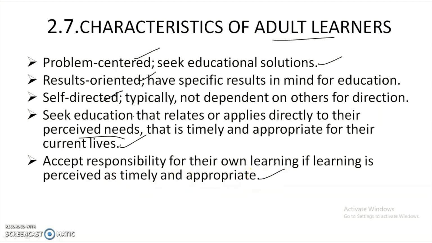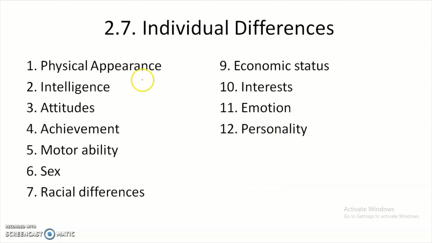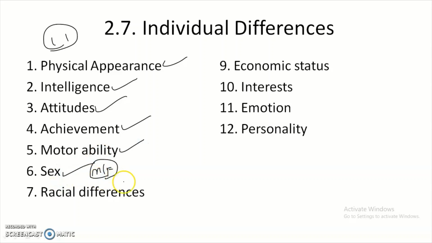And coming to the individual differences, how do any two people differ individually? Here the physical appearance will be different, the intelligence will be different, and their attitudes will be different, achievements will be different, motor ability will be different, sex is different, just like male and female, girl and boy. Racial differences will be there, and the economic status will also differ, their interests will be different, emotions will be different, and personalities will also be different. So all these 12 come under the individual differences between two students or two candidates, right?